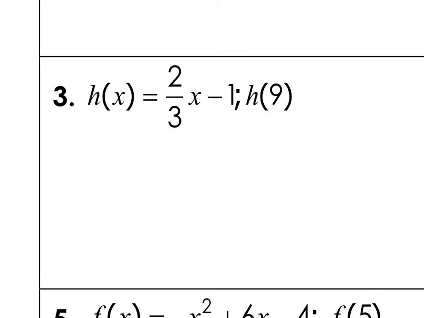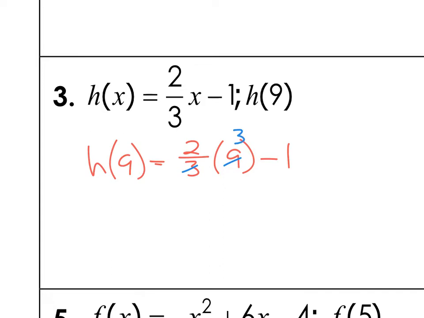Fractions. I know you guys love fractions. If you get done using f and g, a lot of times you use h. H of 9 would be equal to 2/3 times 9, and then subtract 1. Don't be afraid of fractions. Just try to reduce them if you can. 3 goes into 9 3 times, and it ends up being 2 times 3, which is 6, and then 6 minus 1 is 5. So h of 9 would be 5.